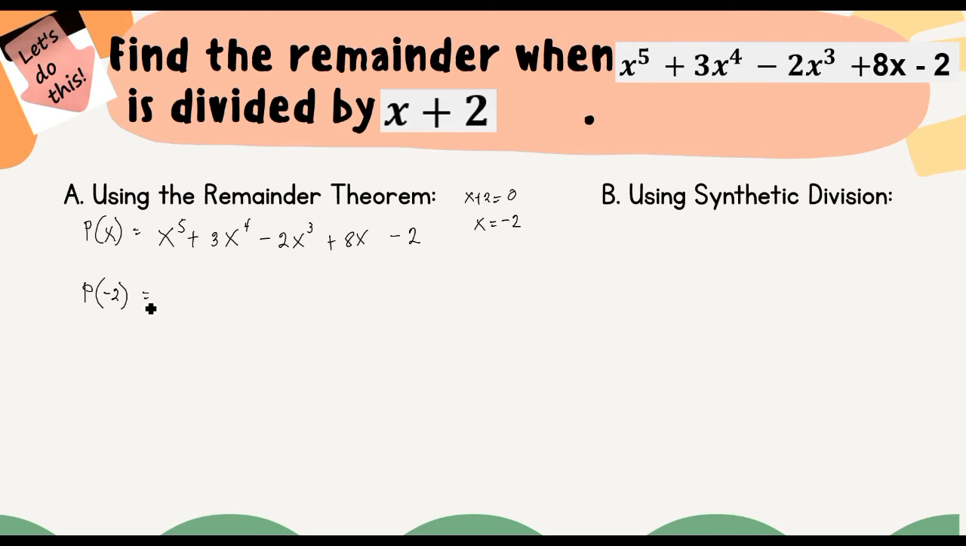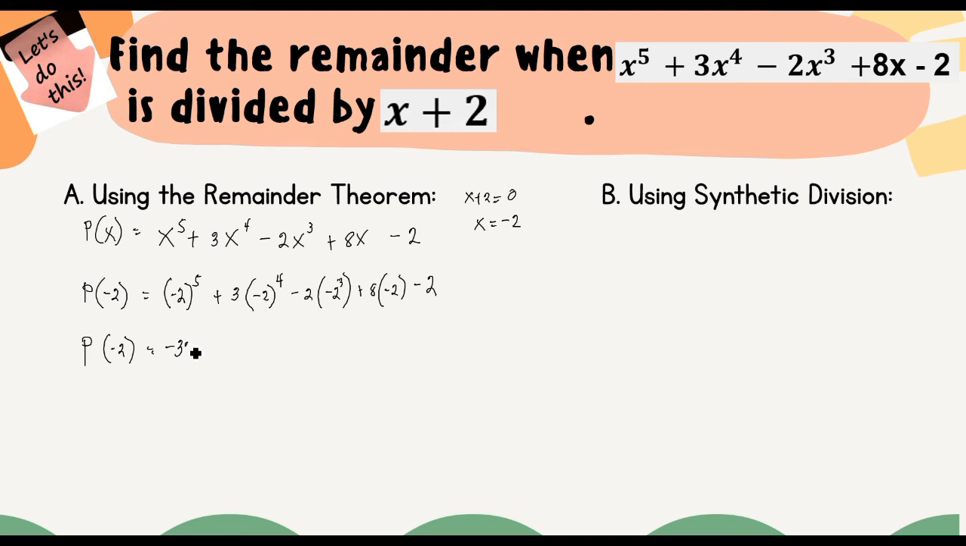So, once nagpalit na po tayo ng value ng P, papalitan na po natin yung value ng x. So, magiging negative 2 raised to 5 plus 3 times negative 2 raised to 4 minus 2. Ang x natin ay negative 2 cubed plus 8 times negative 2 minus 2. Then, we will have P of negative 2 is equal to 2 times 2 is 4 times 2 is 8 times 2 is 16 times 2 is negative 32.